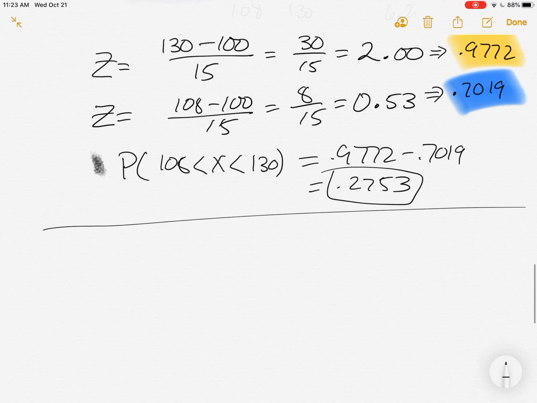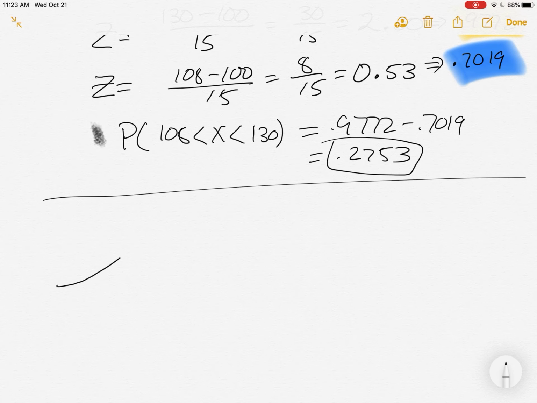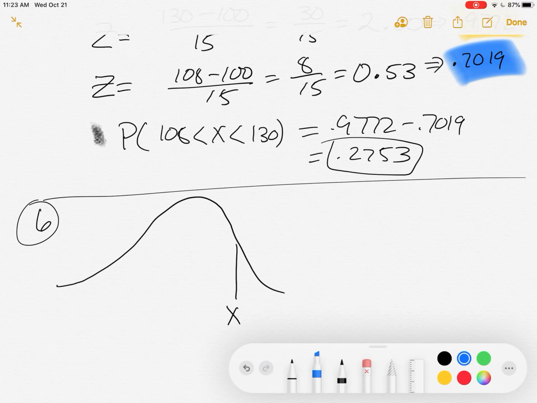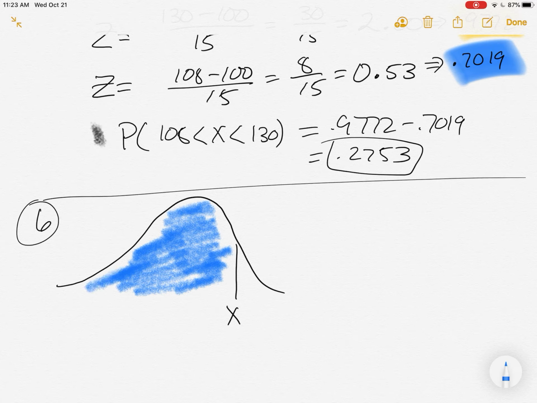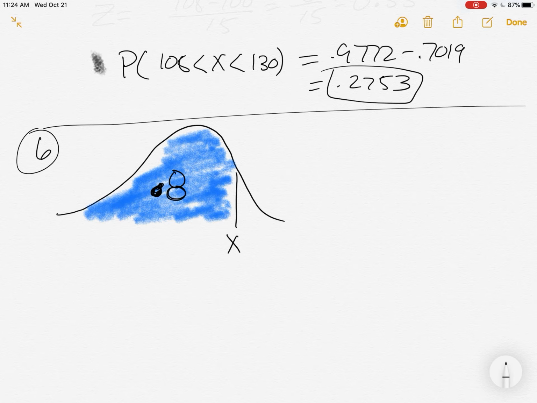So let's take a look at what number 6 had. My number 6 had an X right here, and then it had a shaded region to the left of X. It said it was, let me try to make it 0.8. So it was 0.8. That shaded area was 0.8. Well, you know what we need to do. This is the same as the first section.